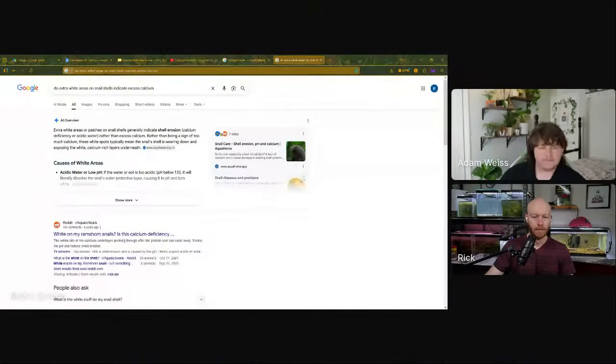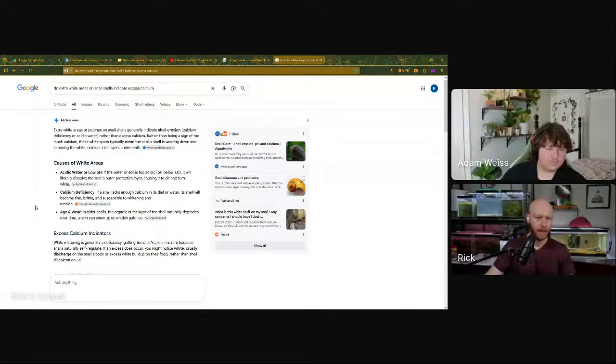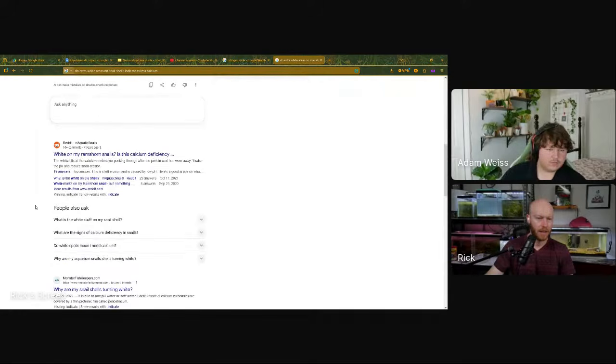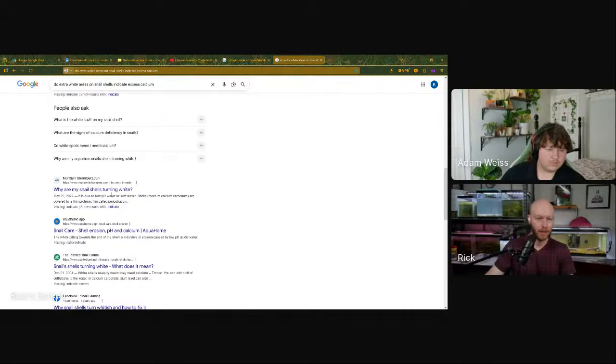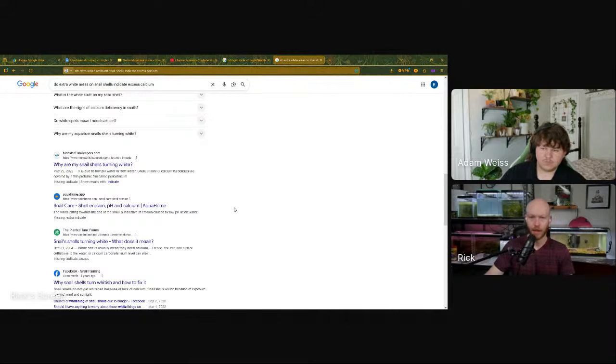I'm not sure. I'm taking a quick look here. Some of it's saying that there's potentially some shell erosion due to lower pH or softer water. But that's a very quick look. I'm guessing you've already done similar research here, so continue checking it out. I guess we're not quite as certain about the excess white areas there. But let's see. Actually, one more thing I wanted to share.